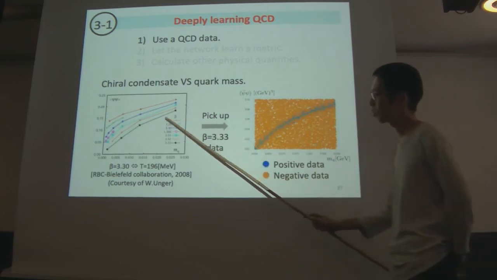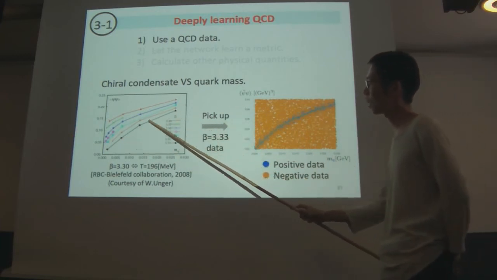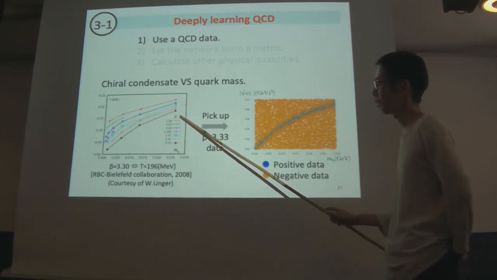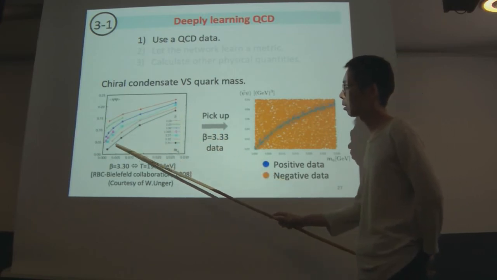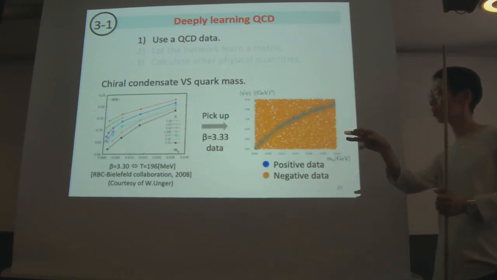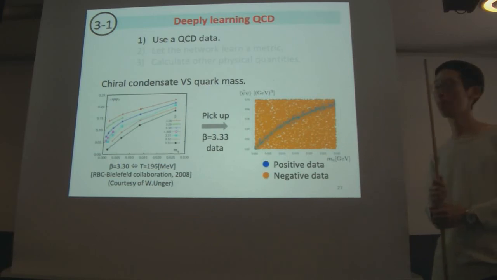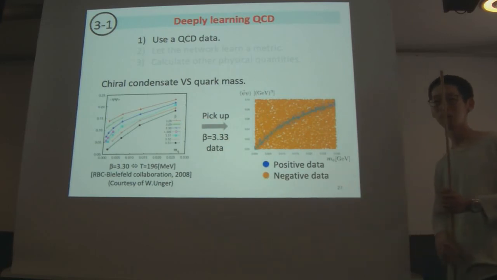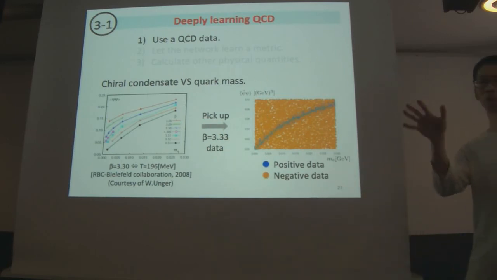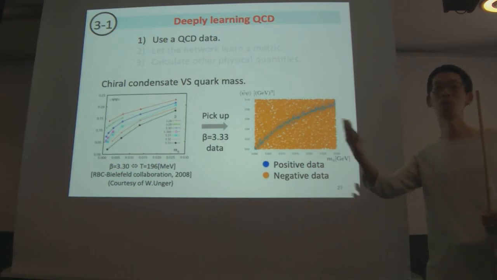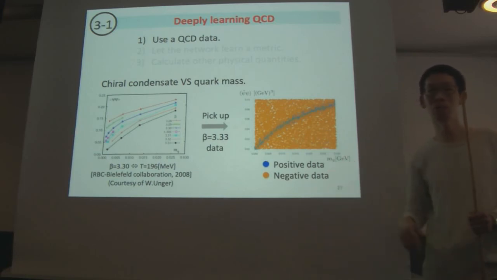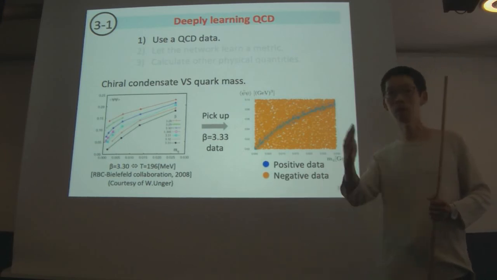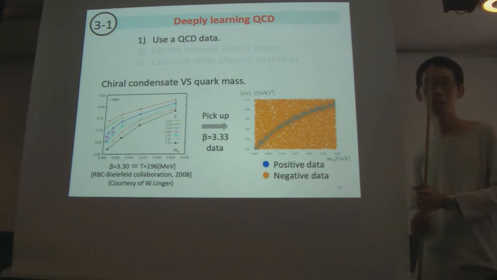So there are many temperature lines, but I chose this black one, 3.33 as a value of beta, because this black one is above the critical phase transition temperature. And so this is very interesting. You know that in real QCD, the phase transition from confinement to deconfinement is smooth. There is no first order phase transition. But on the other hand, in any holographic QCD model, it's first order because there is a phase transition.